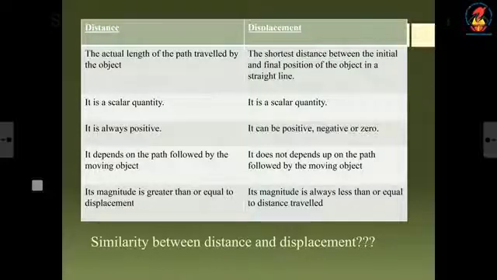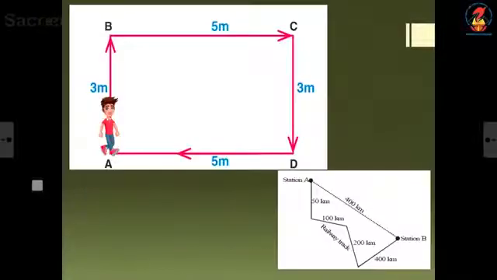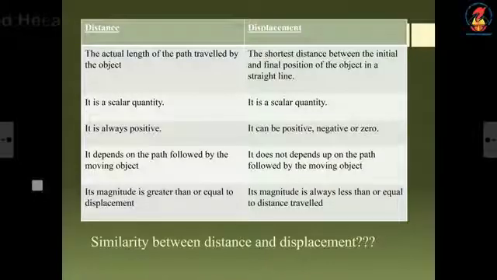Distance travelled, its magnitude is greater than or equal to displacement. Here, the magnitude of displacement is always less than or equal to distance travelled. Whether the magnitude of displacement means distance itself, I will tell you in the next video. So, its magnitude is always less than or equal to distance travelled.